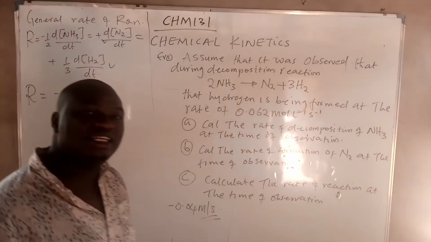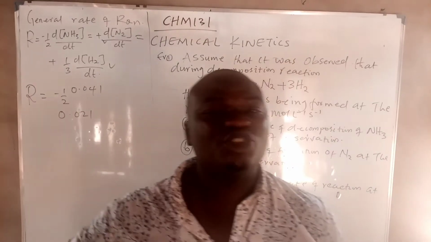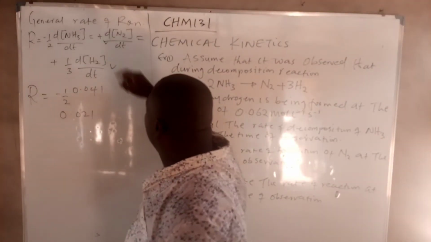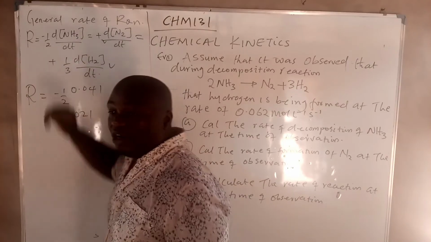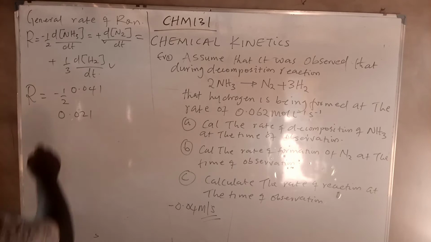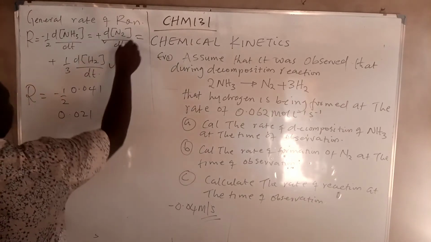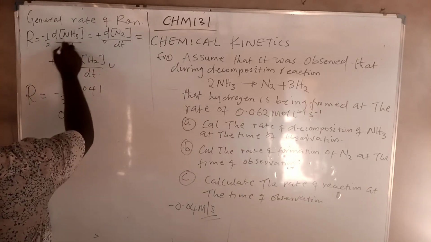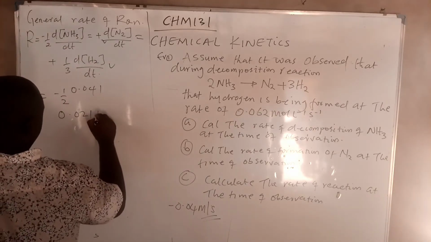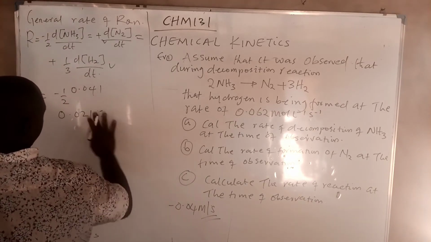Why? We said that the rate of disappearance must be equal to the rate of appearance. So any of these values, if you already got it and you divide it by the coefficient, you should get the rate of reaction. And all of them, all the three equations I wrote here from the general rate of reaction, whichever one you insert the value and divide it by the coefficient, you will still get this same answer. Please don't forget the SI unit, molarity per second.